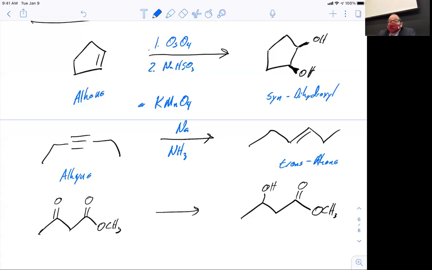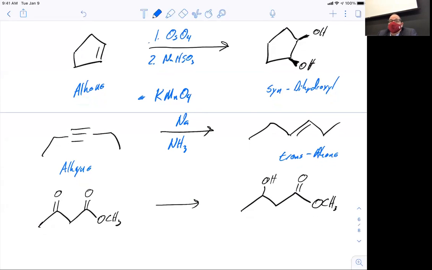Sodium, lithium work fine. You don't usually see potassium, but it could also work. Potassium has a tendency, if the ammonia is wet, to catch on fire. So as you go down the table, it gets a little bit more reactive.